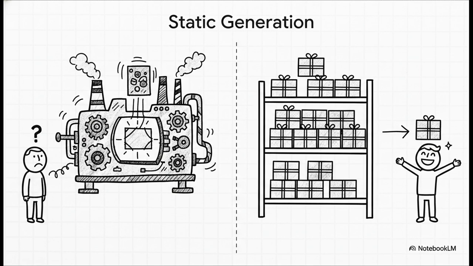The secret sauce here is something called static generation. See, traditional websites are like a busy factory that has to build a custom product for every single visitor, and that's slow. Jamstack is different. It's more like a warehouse. The factory builds every possible product ahead of time and just stocks the shelves. So when a user asks for a page, you don't build it, you just grab the finished box off the shelf and hand it to them instantly. And that is why it is so fast.